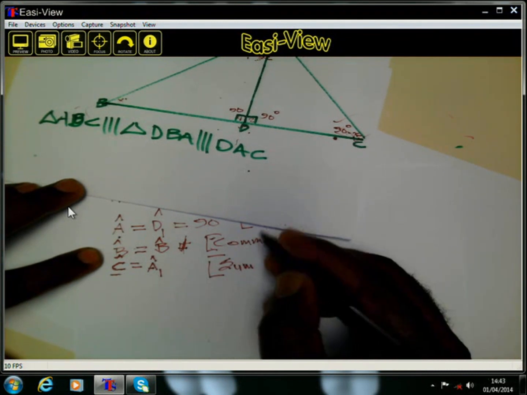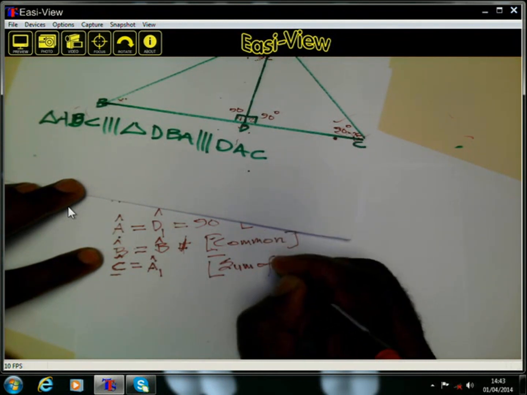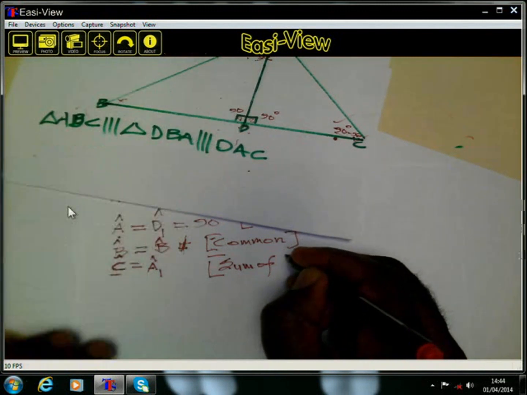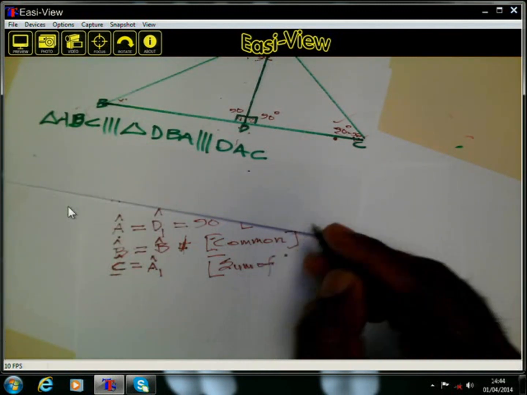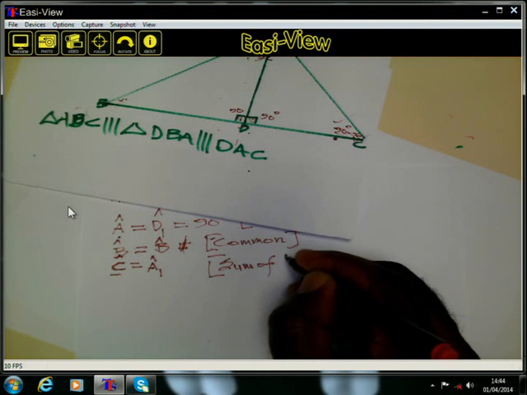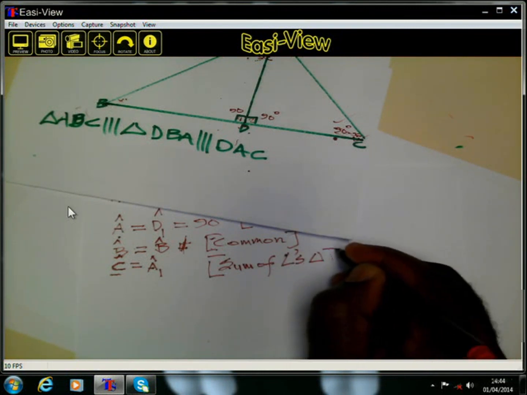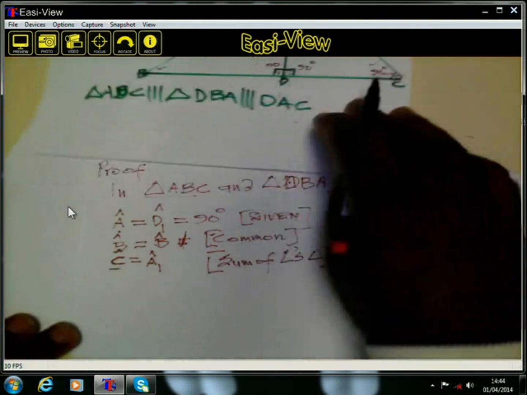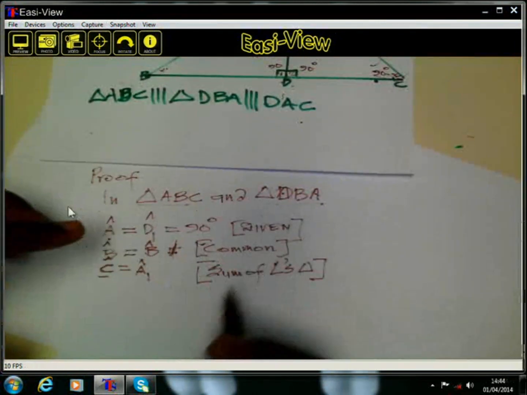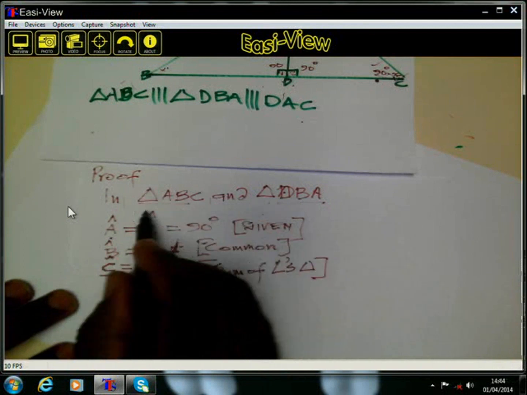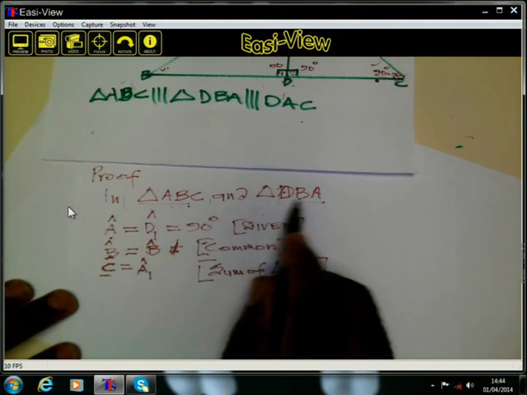So the reason for that is the sum of angles of a triangle. Remember, we say the sum of angles of a triangle must always give you 180. That is the reason behind it. That was the proof between triangle ABC and triangle DBA.